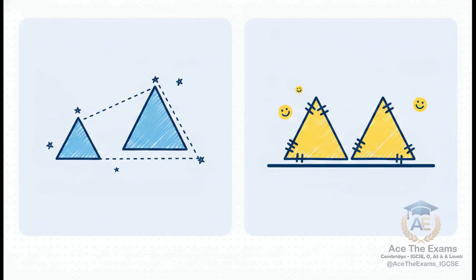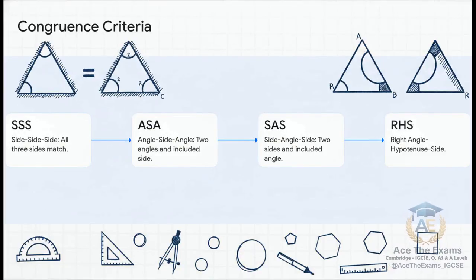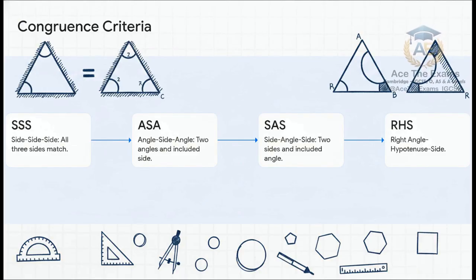So, the crucial point for the exam is knowing exactly how to prove that two triangles are exact clones. You can't just write down, they look the same. You have to use one of 4 specific basic congruence criteria. First, SSS, side, side, side. That means all 3 sides match perfectly.